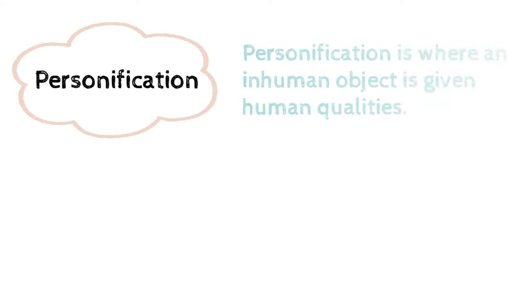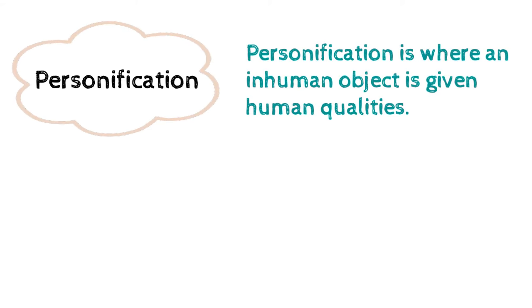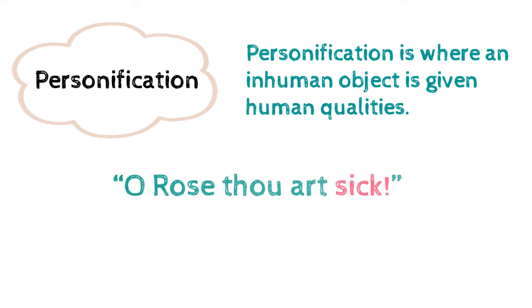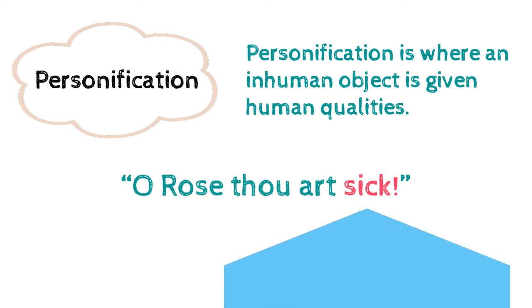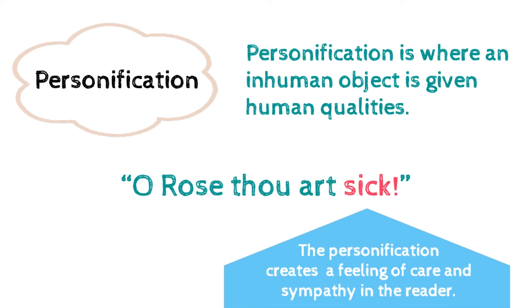Our next specific type of imagery is personification. Here the clue is in the name. Writers use personification to give an inhuman object human-like qualities. Look at the example from Blake's poem The Sick Rose. "O rose, thou art sick." The word sick is not usually applied to plants. Therefore, Blake is personifying the rose in order to create sympathy in the reader.